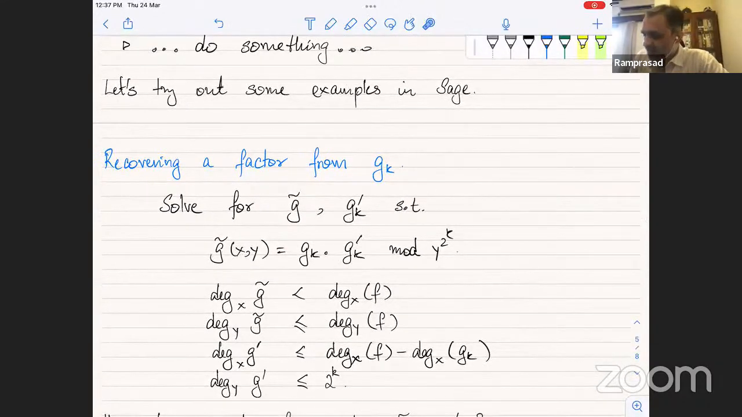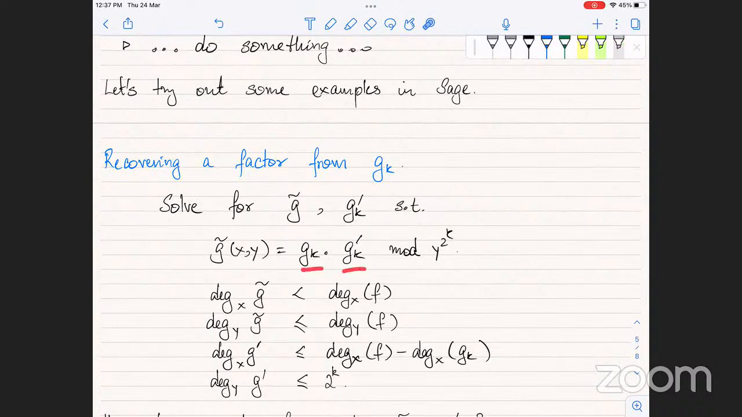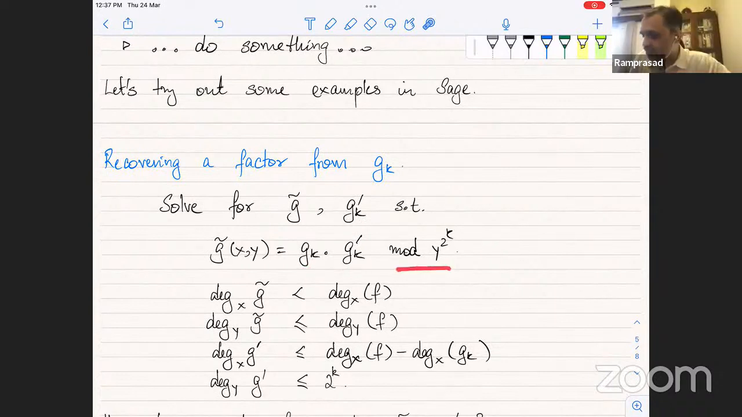So here is what we are basically trying to say. This is what we have computed so far. We have a lift GK, which is high enough. The K is chosen to be large enough. What I want to do is figure out, is there any GK prime that I can find such that GK times GK prime, if I look at that polynomial mod y^(2^k), surprisingly looks very, very nice in the sense that its degree is what you expect it to be.